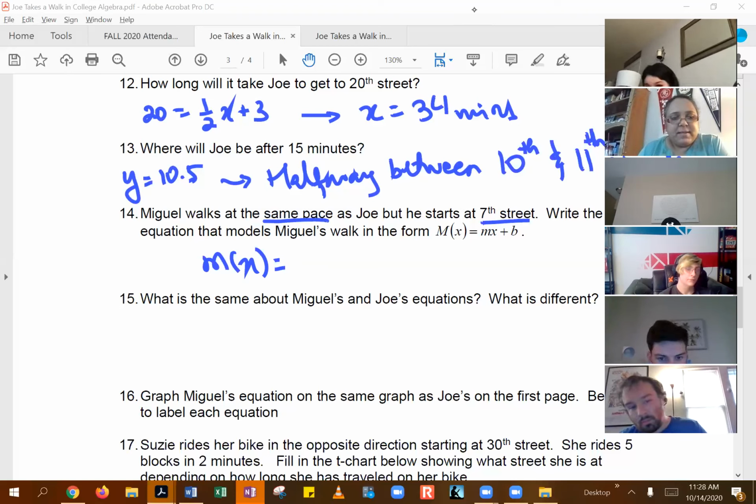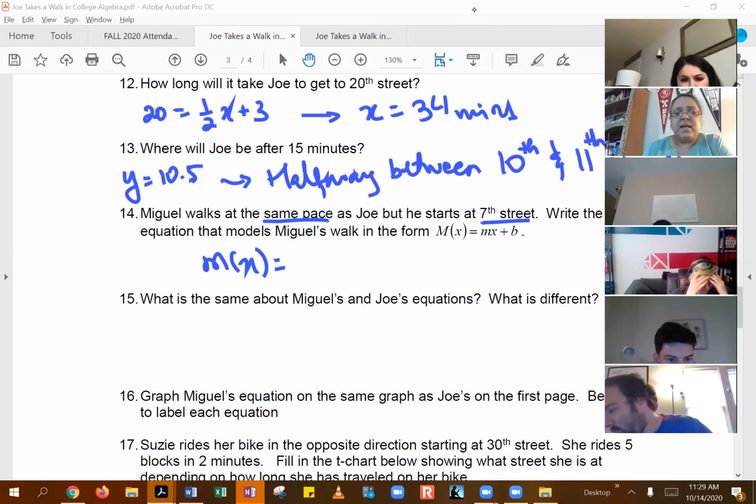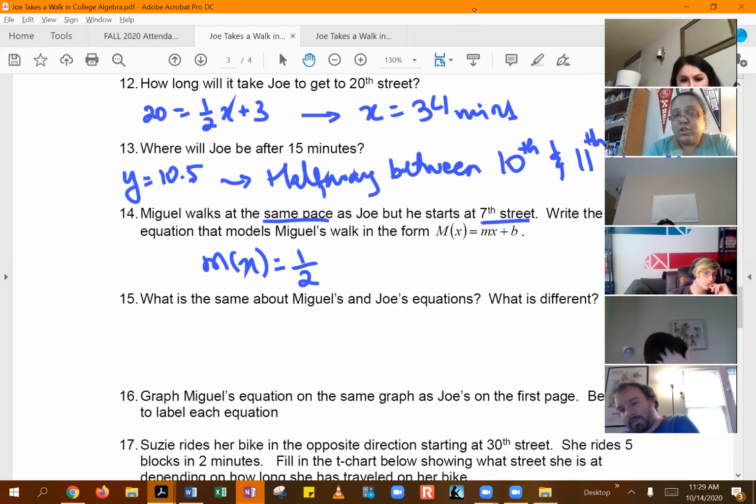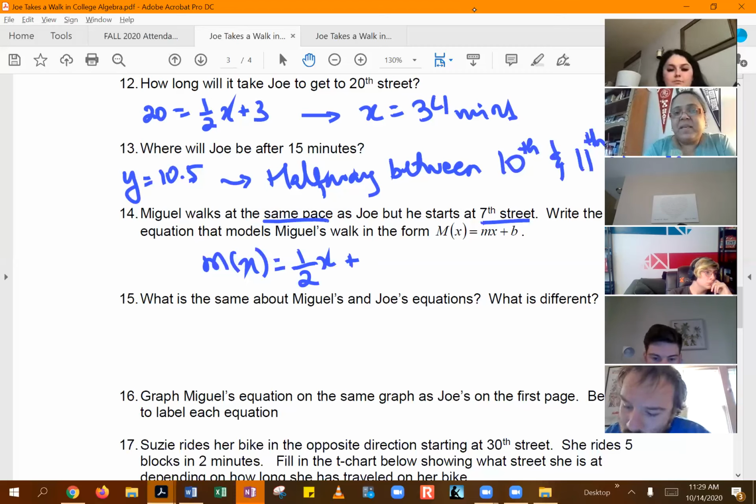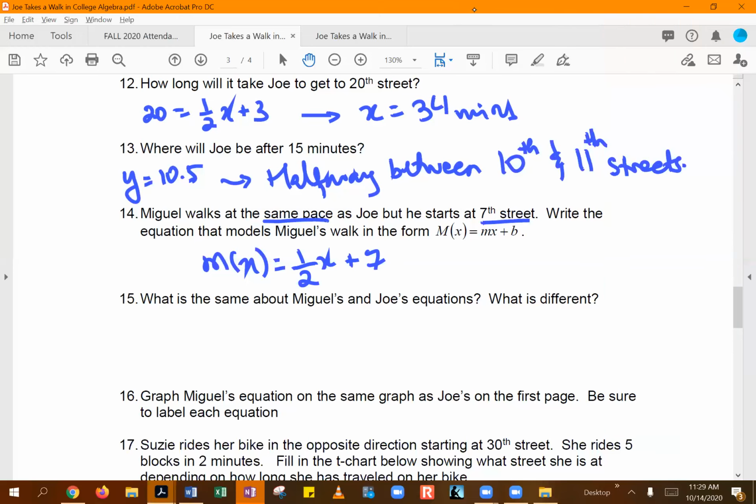Okay, go ahead, send it in. Yeah, because really the only thing that has changed is where he started out, right? They're telling us he's keeping the same pace, which means he is obviously also doing 1 block in 2 minutes. So that slope obviously will not change. The only thing that has changed is what we're calling the y-intercept, his starting point, which is of course going to be at street 7. Yeah, very nice. All righty, good job, guys.